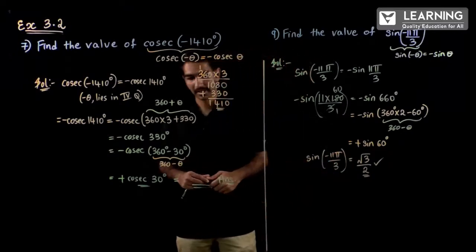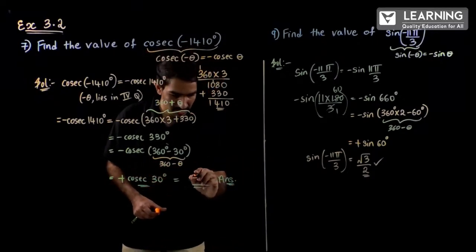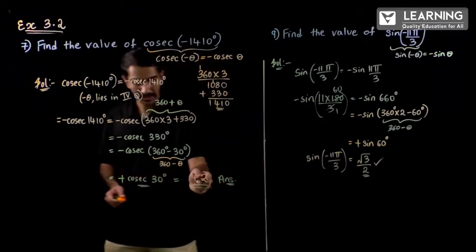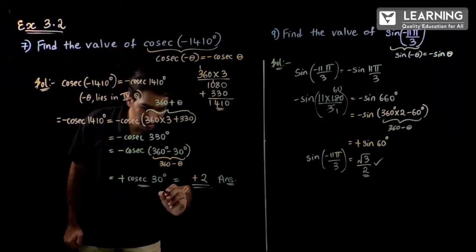Understood? So here, the answer is cosecant 30 degrees. I think the answer is plus 2. I think you must have figured it out. So this is equal to what? This is equal to what, students? This is equal to cosecant of minus 1410.